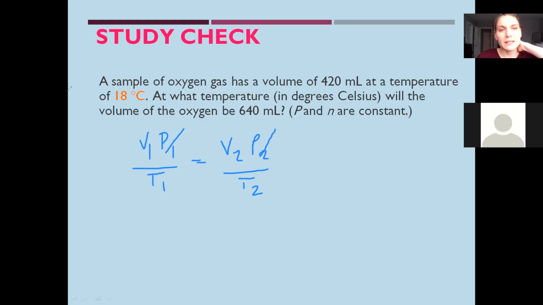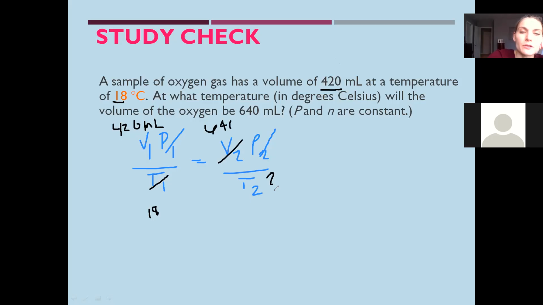Now here, it says the sample of a gas has a volume of 420 milliliters at a temperature of 18 degrees Celsius. Now, looking at this 420, how many significant figures do we have? 2. 2, very good. And then this has 2 significant figures. So your number at the end should have 2 significant figures. All right, now it says at what temperature, so now we're solving for temperature, will the volume of oxygen be at 640 milliliters?